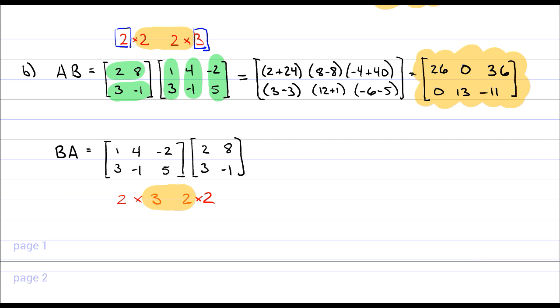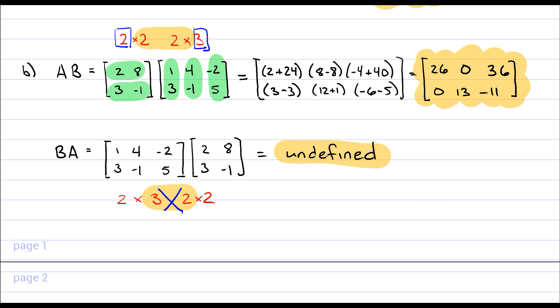So I check the 2 middle numbers, and I see that they don't match up, so I cannot perform this multiplication. All I can say in this case is that the product is undefined. I actually can't calculate it. And I'll explain why in one moment.